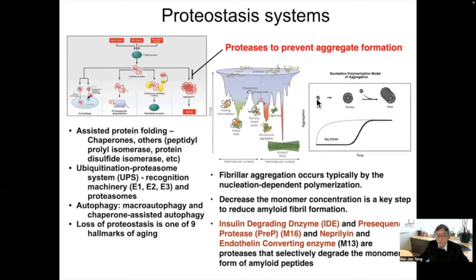So nature has evolved a mechanism to control the monomer, so that the seed cannot form, and it cannot effectively grow further, by a number of proteases. Insulin-degrading enzyme, IDE, and pre-sequence protease, PreP, are two such proteases that selectively recognize monomeric amyloid peptide, so as to prevent nucleation and prevent fiber formation.